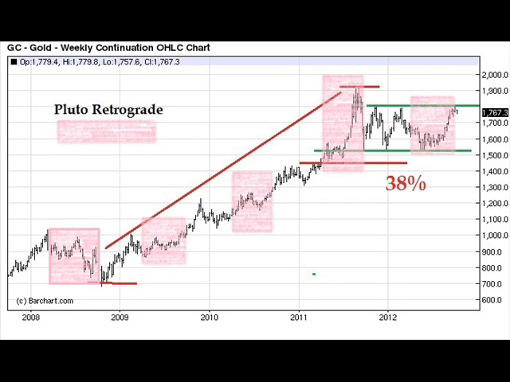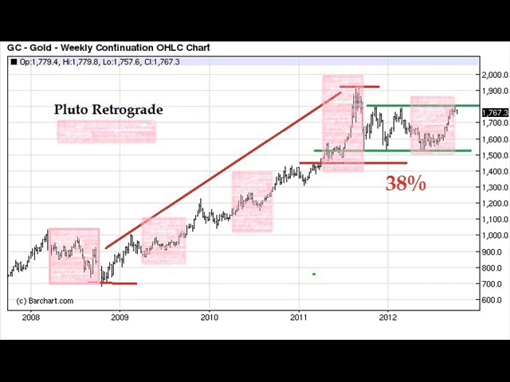Here again is our weekly chart of gold. You can see that on the chart I have shaded in 5 blocks in pink. These represent the times of each calendar year when the planet Pluto is registering what astrologers refer to as retrograde motion. I'm not going to go into a lengthy explanation here of what retrograde motion is. I'll let you do a Google search and teach yourself what it is. It's a very simple concept to understand.